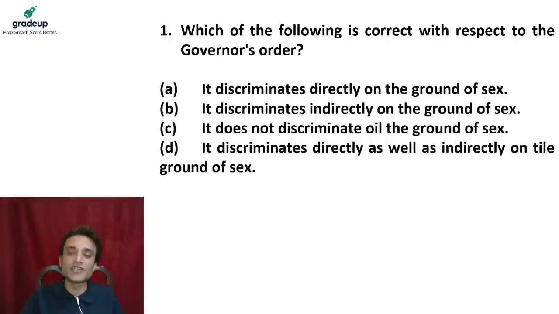Let's come to question number 1. Which of the following is correct with respect to the governor's order? Does it discriminate on the ground of sex? Option A: it discriminates directly on the ground of sex. Option B: it discriminates indirectly on the ground of sex. Option C: it does not discriminate on the ground of sex. Option D: it discriminates directly as well as indirectly on the ground of sex.